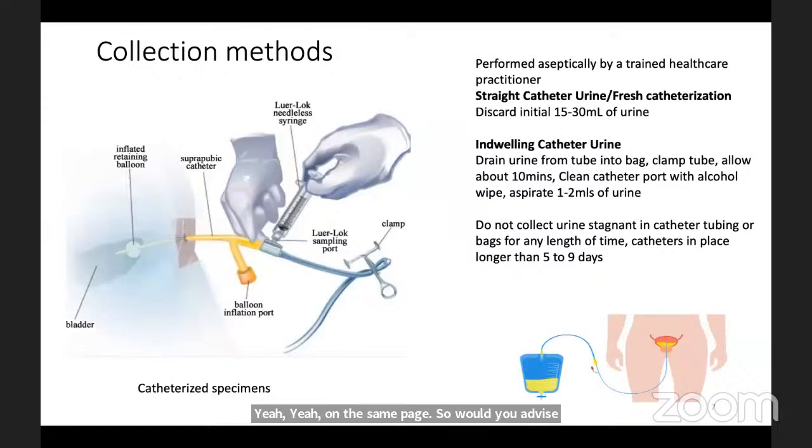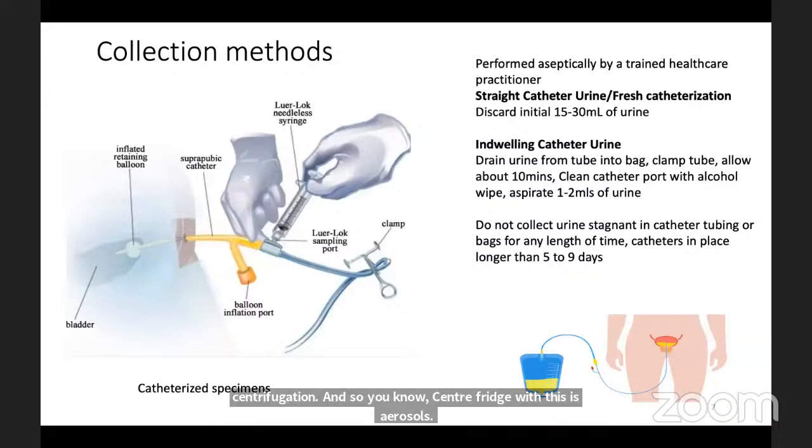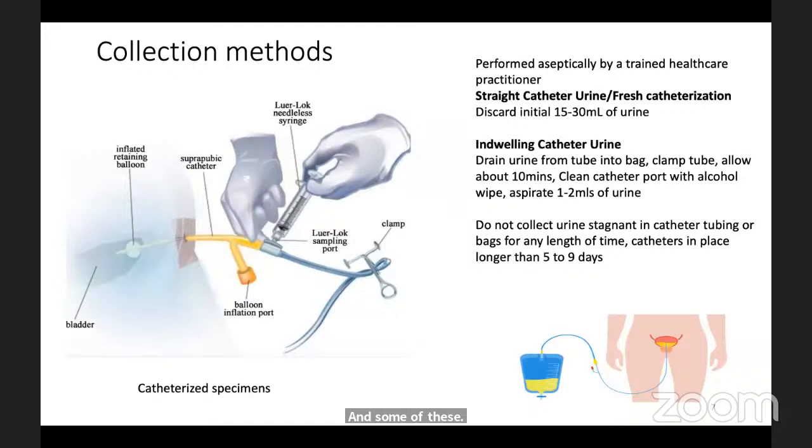No, I will not advise the same bench because of centrifugation. You know, centrifuges release aerosols, and some of these can move into our culture plates and contaminate.